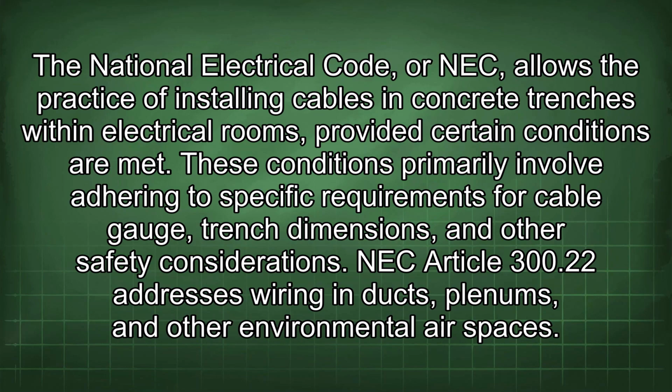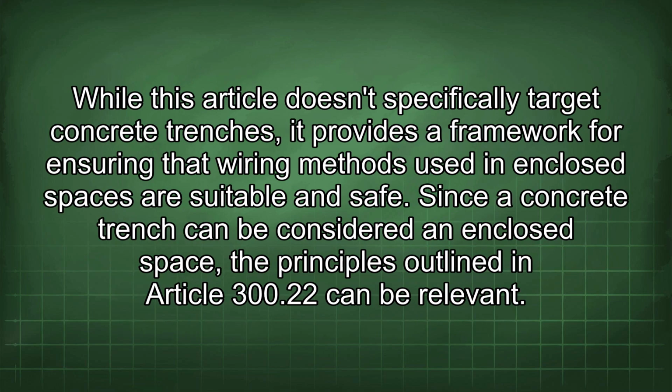The National Electrical Code, or NEC, allows the practice of installing cables in concrete trenches within electrical rooms, provided certain conditions are met. These conditions primarily involve adhering to specific requirements for cable gauge, trench dimensions, and other safety considerations. NEC Article 300.22 addresses wiring in ducts, plenums, and other environmental airspaces. While this article doesn't specifically target concrete trenches, it provides a framework for ensuring that wiring methods used in enclosed spaces are suitable and safe.